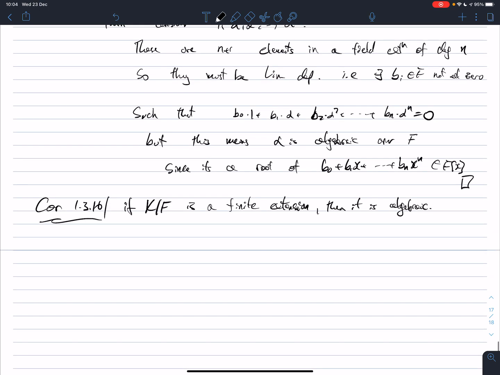So this follows immediately from what we have. If you want a fun exercise, think of whether the converse of this is true, i.e. if you have an algebraic extension, does it have to be finite? Have a think about that.